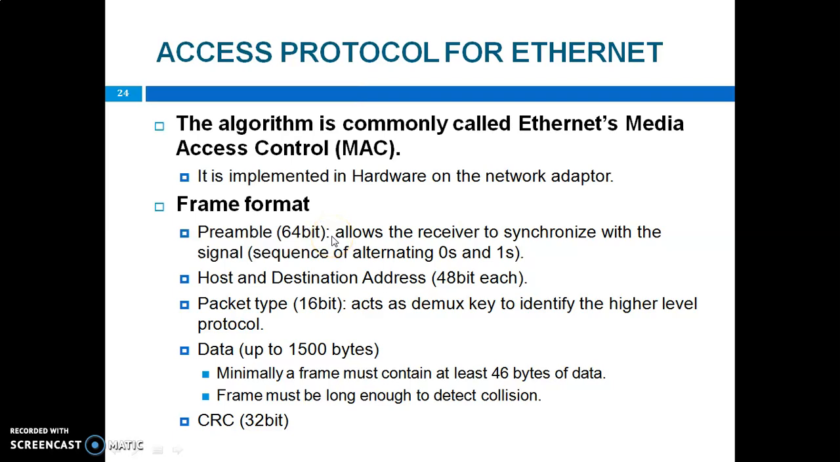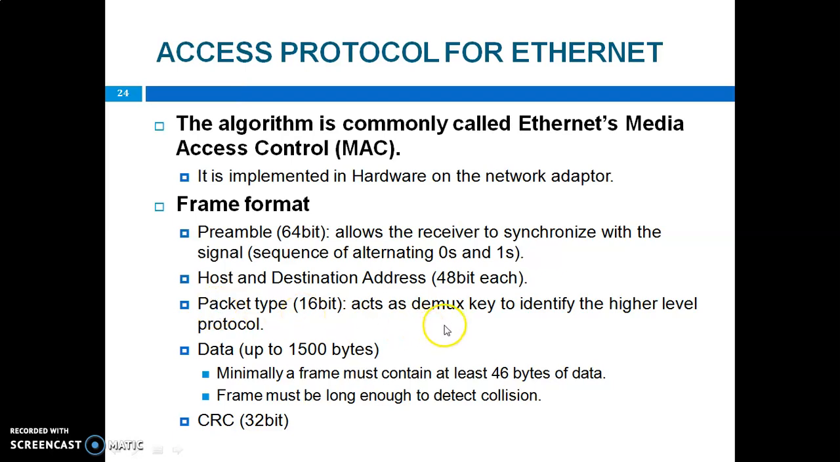So what is that preamble? The preamble allows the receiver to synchronize with the signal. What is that synchronization of signal? It is just alternating zeros and ones. This is the work of the preamble. And we know who is sending and who is the receiver, so that address can be represented, and the allocated size is 48 bits, and the packet type is 16 bits.